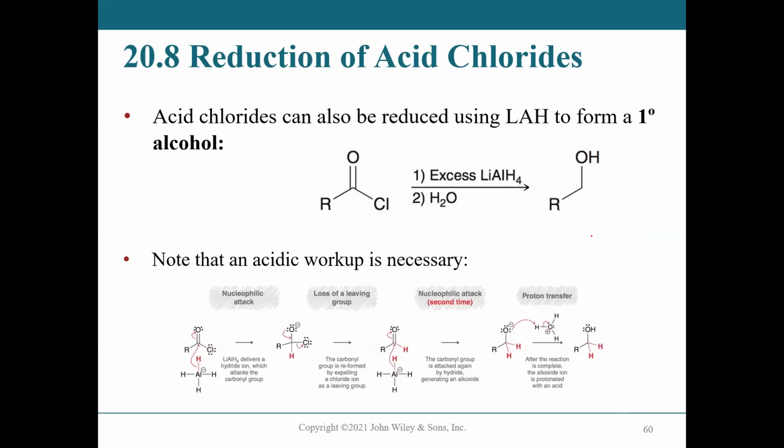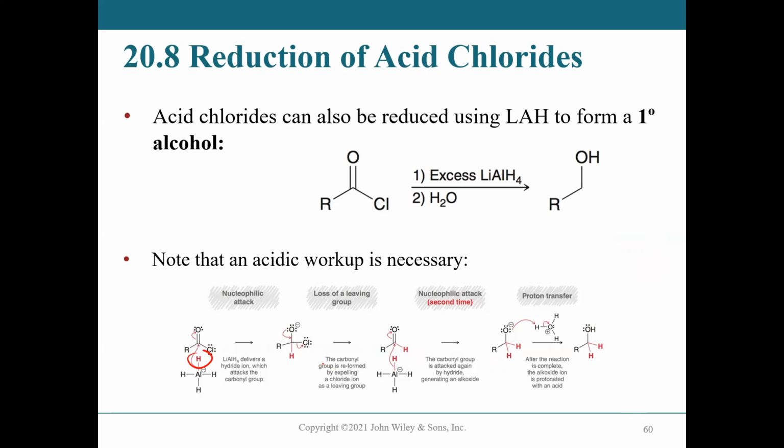So now let's look at the reduction of acid chlorides. Acid chlorides can be reduced using lithium aluminum hydride to form a primary alcohol. So the lithium aluminum hydride delivers a hydride ion which attacks the carbonyl group, and we can see that right here.